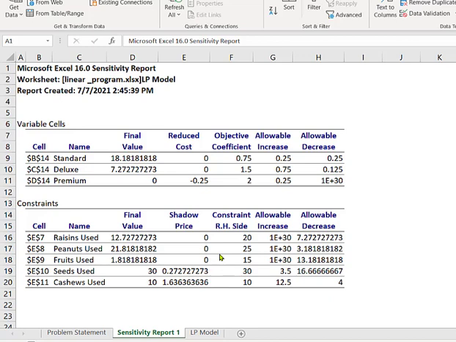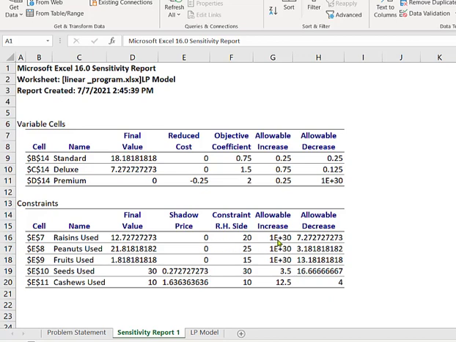Slacks will be 0. Let's look at the shadow prices. Shadow price is the marginal value of a resource. That is, if I had 1 extra unit of that resource, in this case raisin, let's say 1 extra pound of raisin, how many dollars that would increase, in this case, the objective function value. In this case, it's 0. Why is that? Because we are not using up all of our raisins. We are only using 12.7 pounds out of 20 pounds. Therefore, the shadow price is 0.